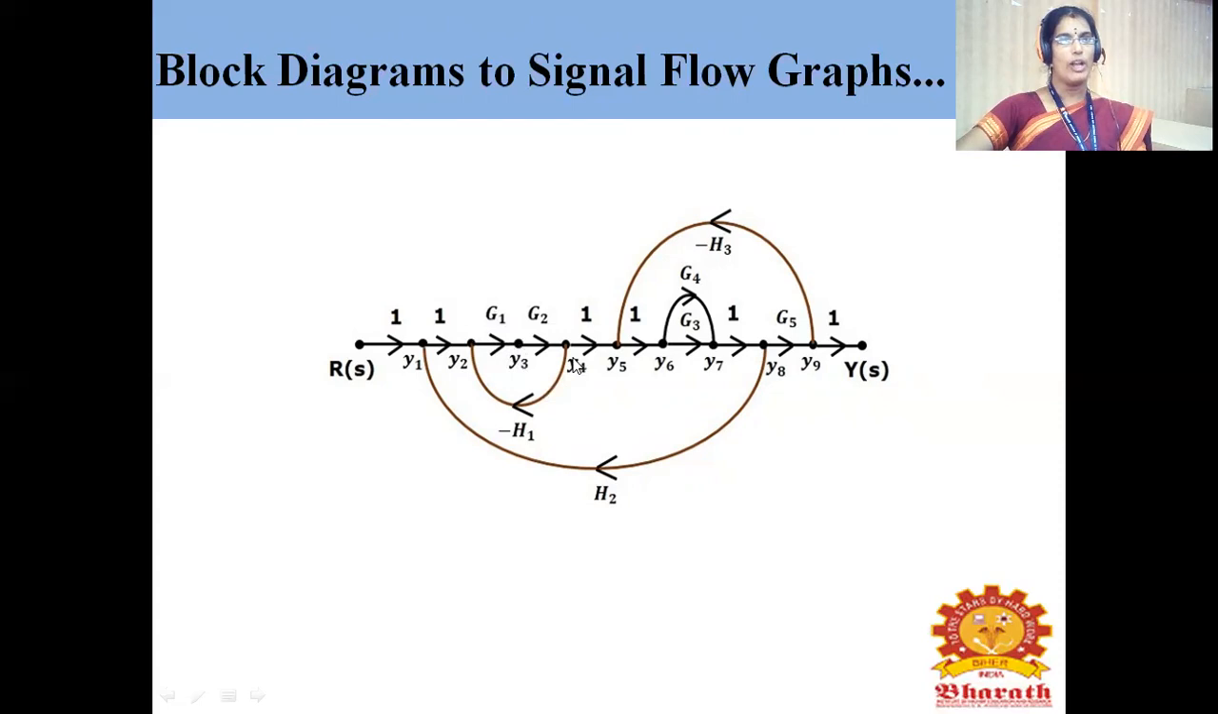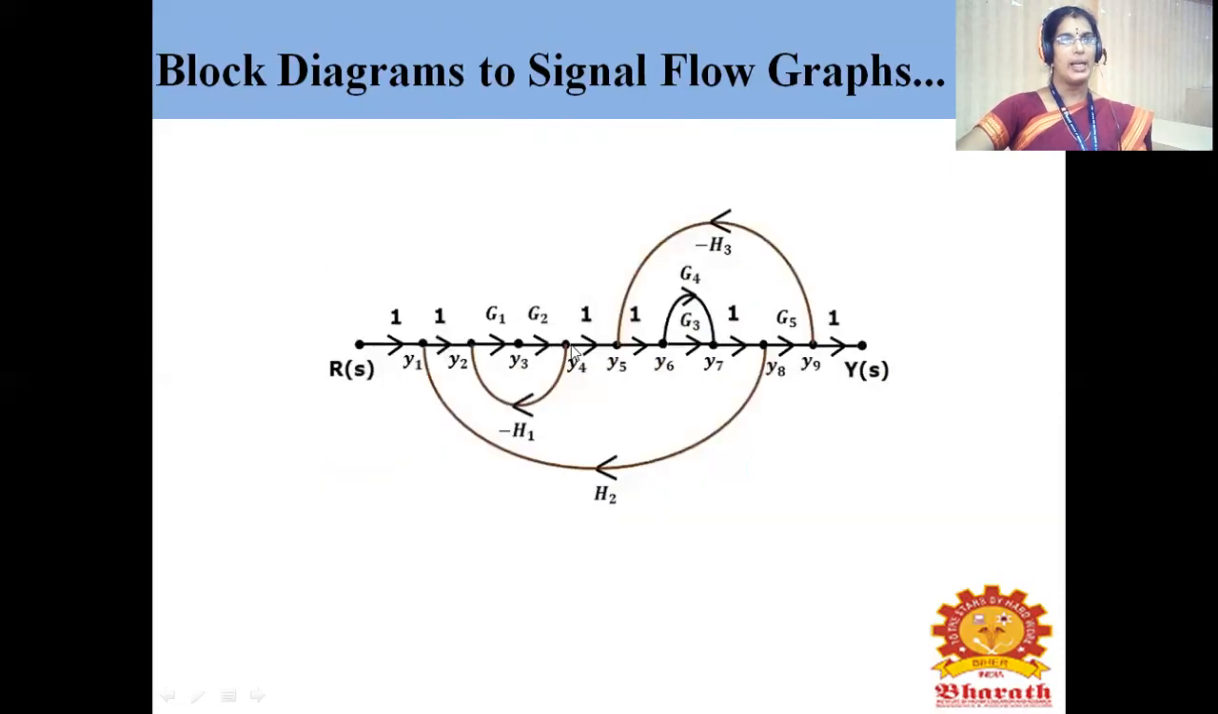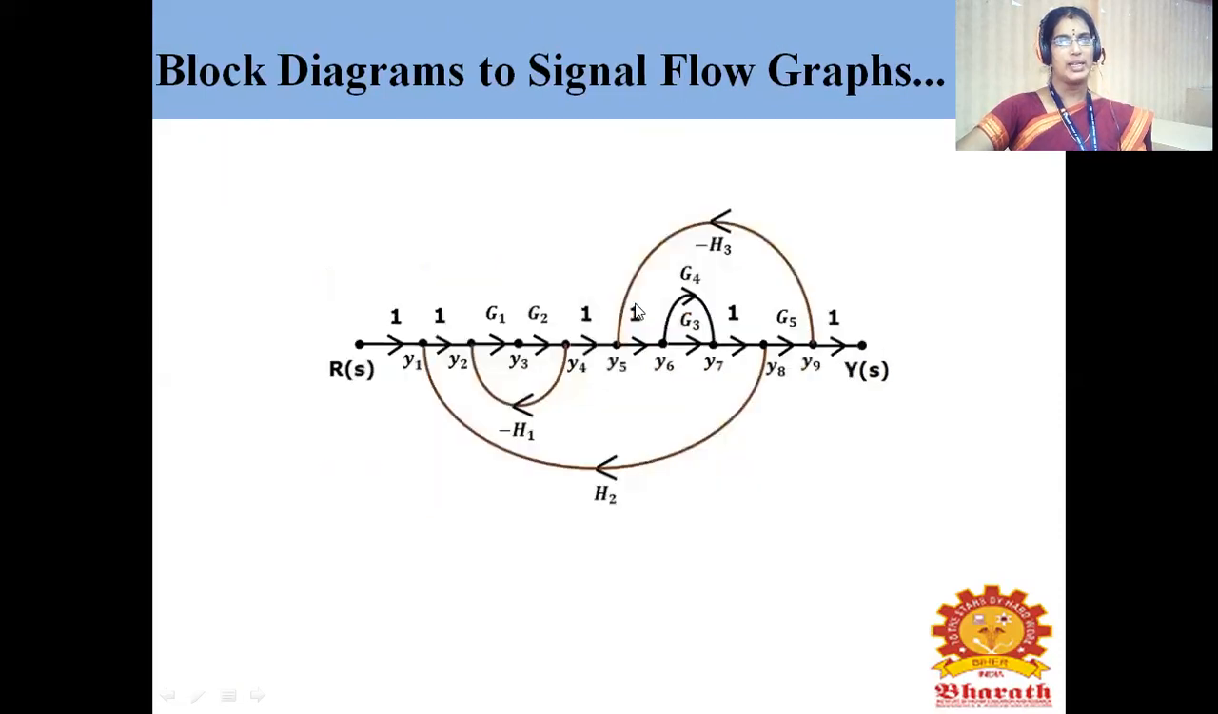Similarly, Y3 to Y4, the gain is G2. So I'm marking an arrow in the forward direction, and the corresponding gain is G2. From Y4 to Y5, there is no gain. Y4 is nothing but the branch point here. So it will be considered as 1. Similarly, from Y5 to Y6, there is no gain. It also will be considered as 1. So Y4 to Y5 is 1 and Y5 to Y6 is 1.